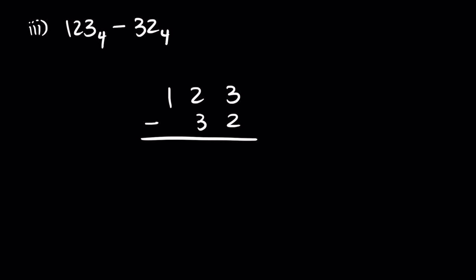Next example is 123 base 4 minus 32 base 4. 3 minus 2 is 1. 2 minus 3 can't be done, so we borrow from the 1 over at the next place. That leaves 0. And we bring over 4 since we're in base 4. And so the new number is 4 plus 2, which is 6. And so 6 minus 3 is 3. The answer is 31 base 4.